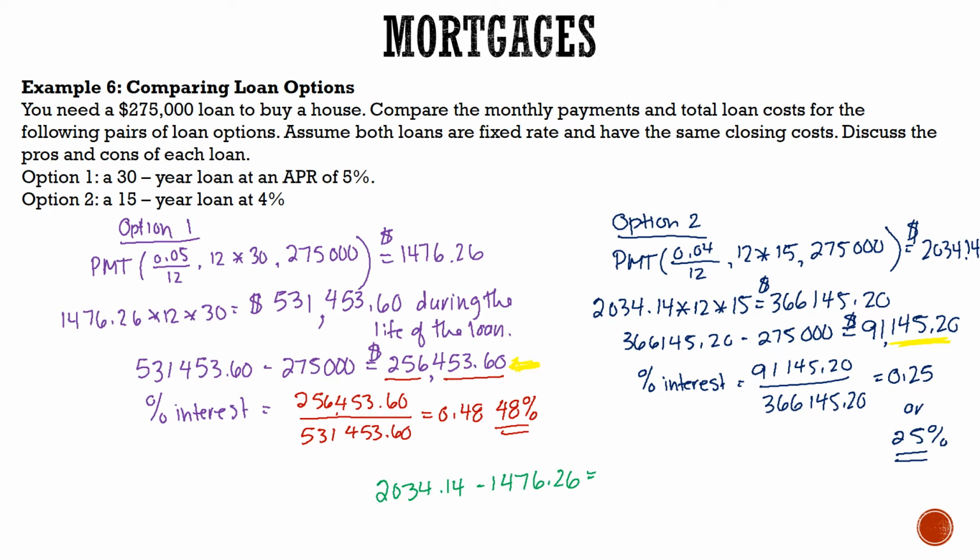And so that's going to be, let's take a look at that, $2,034.14 minus $1,476.26. So we're looking at a difference of $557.88 more for the 15-year loan option. But if you can afford that extra $557.88, in the long run, you're going to be saving yourself a huge amount in interest over those extra years.